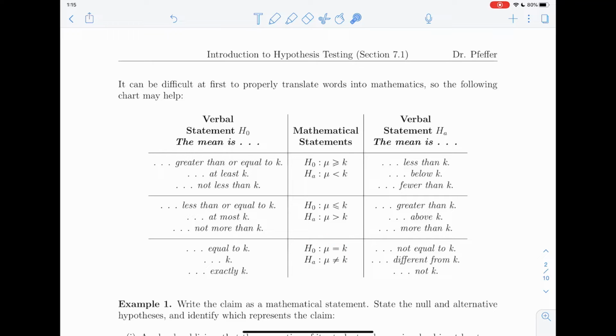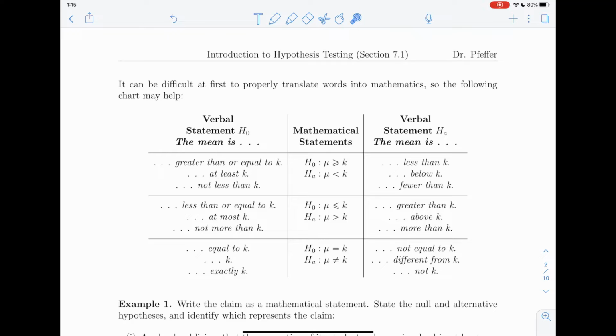Equality, at the bottom here, we have the null hypothesis is mu equals k. Of course, there's a couple ways to write that. And then the alternate hypothesis, the opposite of being equal to k, of course, is not being equal to k, or different from k, or not k.